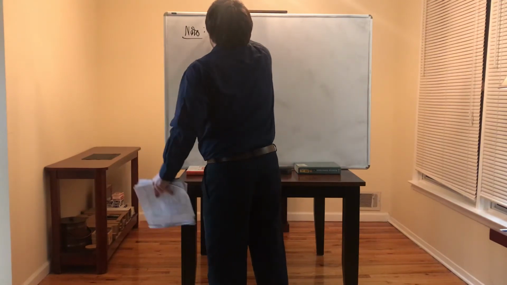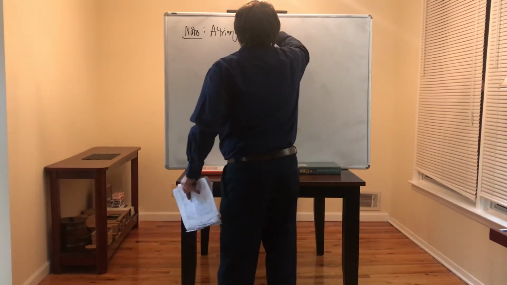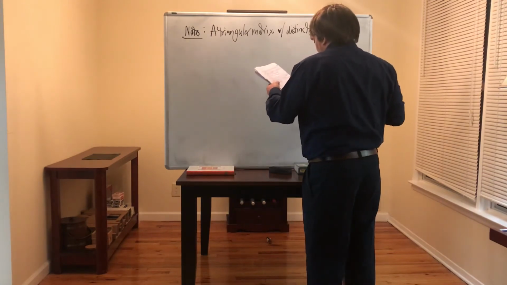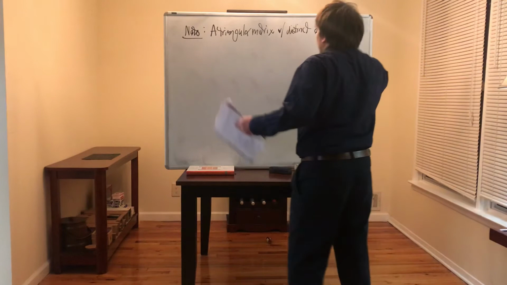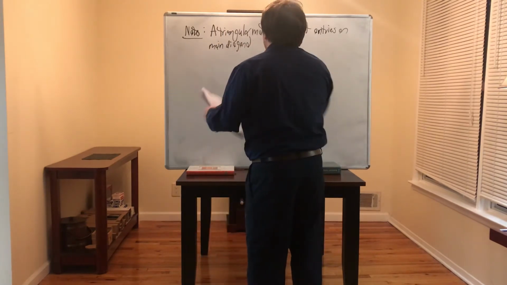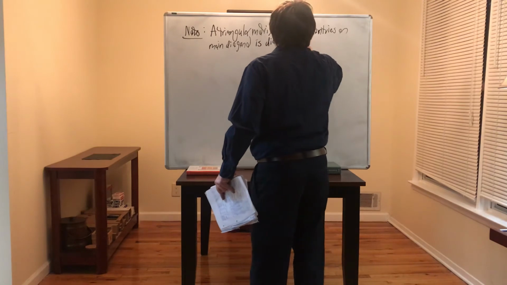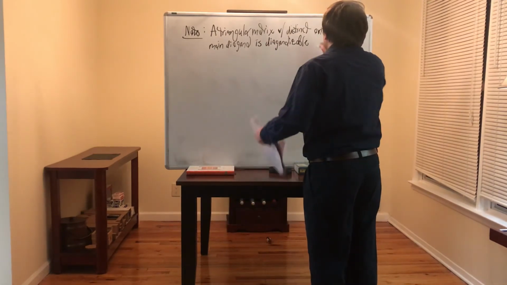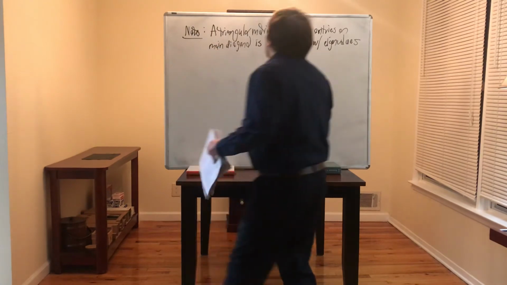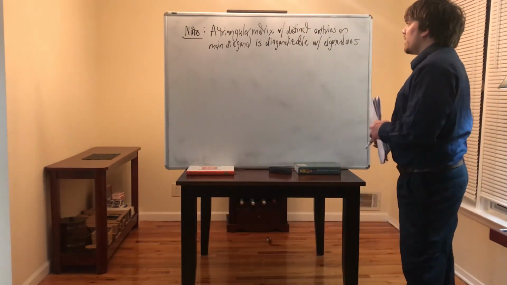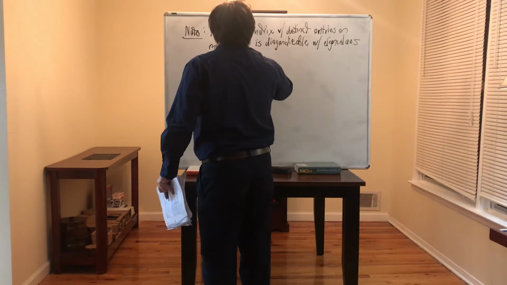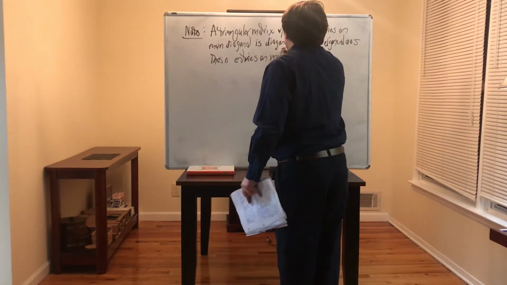Okay, a triangular matrix with distinct entries on the main diagonal is diagonalizable with eigenvalues, those entries on the main diagonal. So I mentioned that already before. Those entries on the main diagonal.